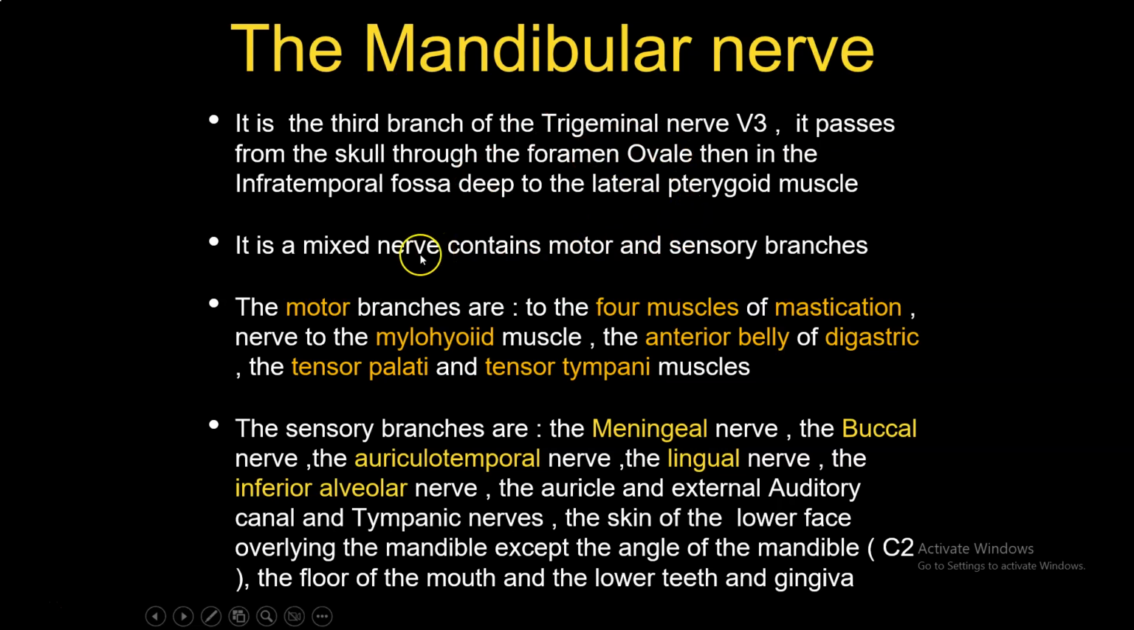And of course, it is the only mixed branch of the trigeminal, containing motor and sensory branches. The motor branches supply the four muscles of mastication: the mylohyoid, anterior belly of digastric, tensor palatini, tensor tympani, if you remember from the anatomy, and you will see it now. And the sensory branches are the meningeal branch, the buccal nerve, auriculotemporal nerve, the lingual and inferior alveolar nerve. And we'll see their supply in the figure.